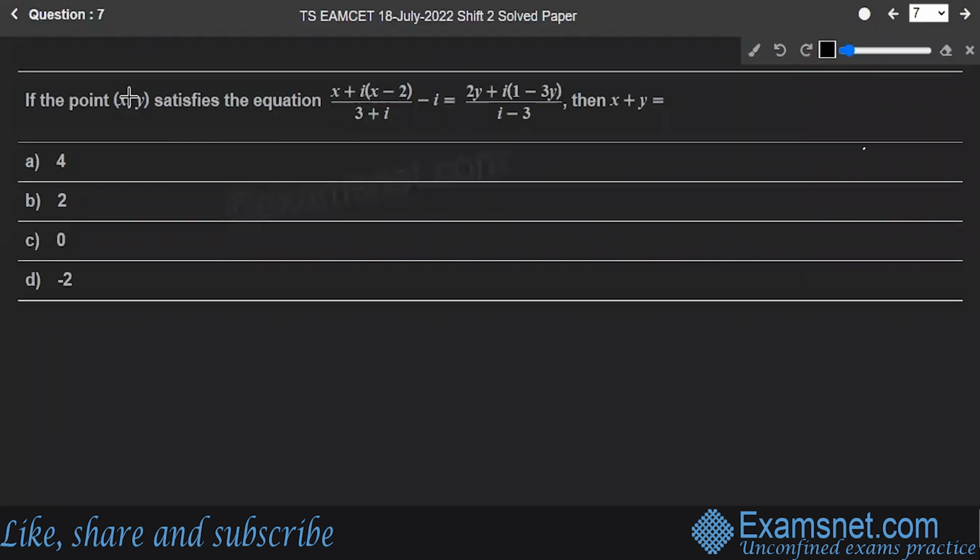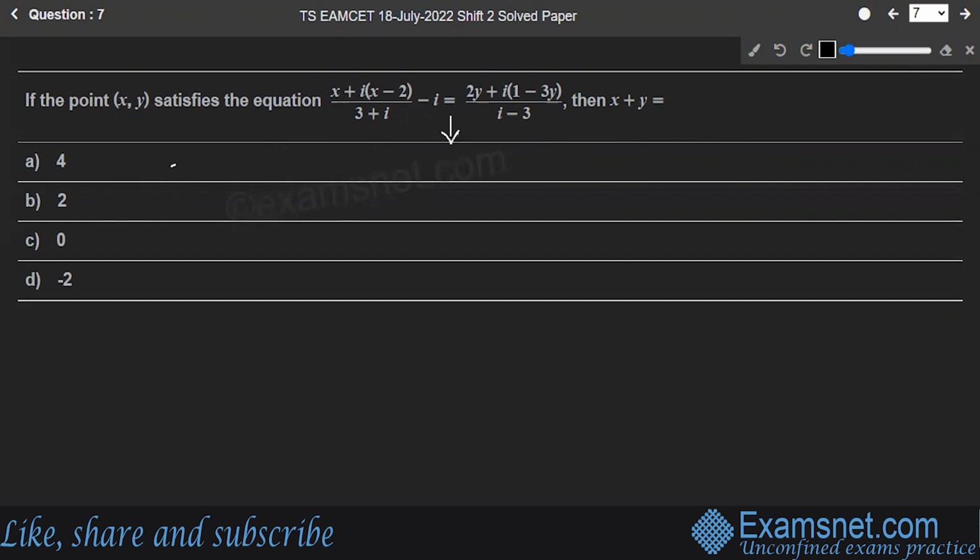Question number 7. Now we have a complex number problem with us. It says if the point x, y satisfies this particular equation of the complex numbers, then x plus y is equal to what? So basically in the question, you have to find out x and y and then you have to add them. Okay, we can do that easily using the complex numbers. Let's go for this. I'll start from here itself.